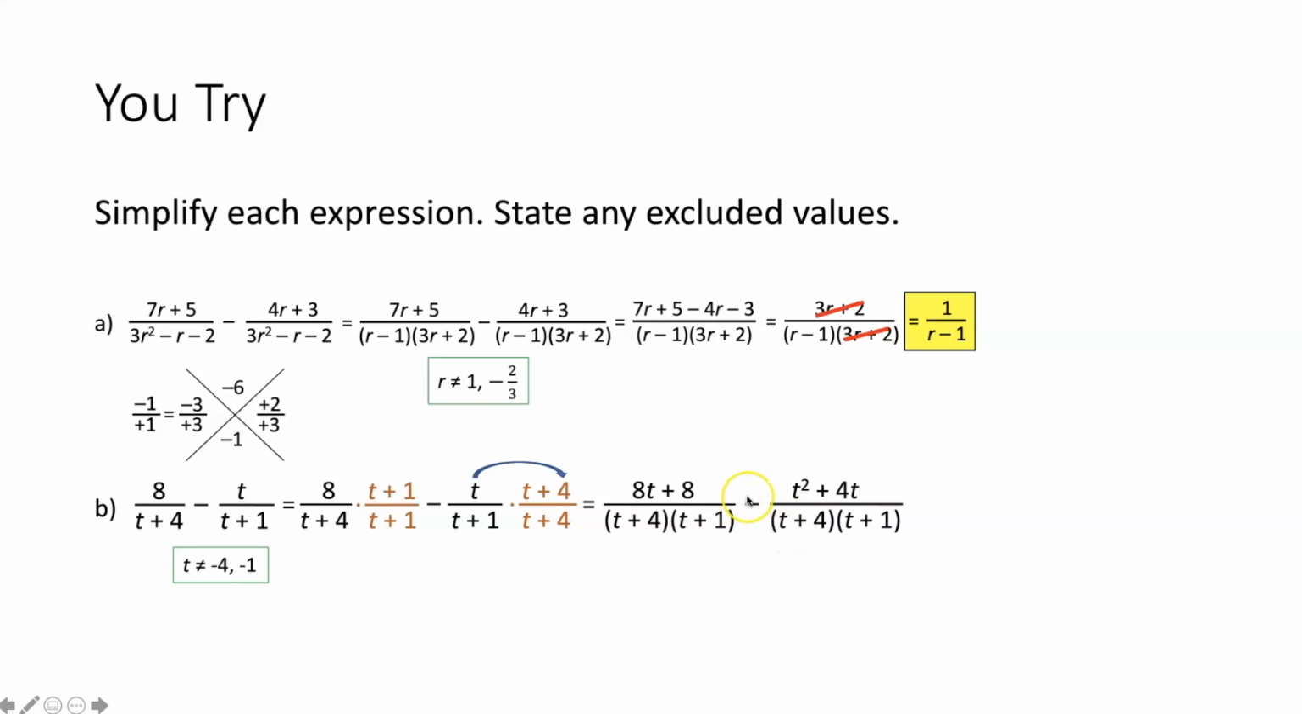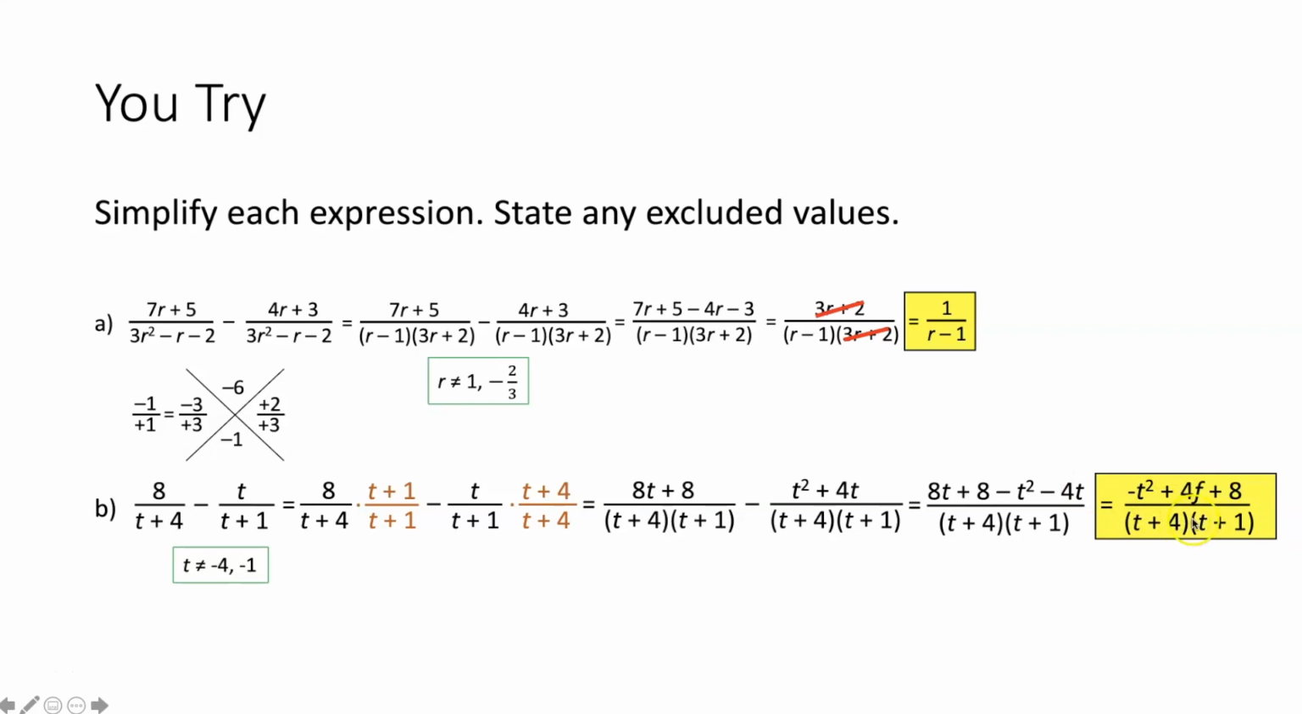Remember, when you're subtracting, you need to distribute that negative to the t squared and to the 4t. And we end up getting something that looks like this. Now we just simplify our numerator. 8t minus 4t becomes 4t. And is there any other way we could simplify this? Well, this is a quadratic trinomial in our numerator, but it doesn't factor with the magic x. Therefore, nothing will cancel out with our denominator, so we can just leave our answer like this. Again, make sure that your excluded values were boxed at the beginning of the problem.